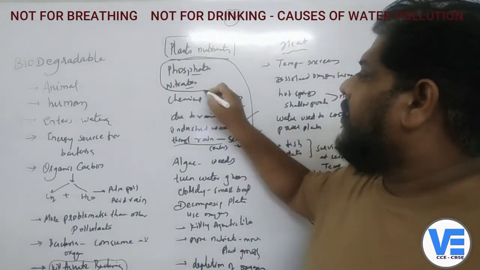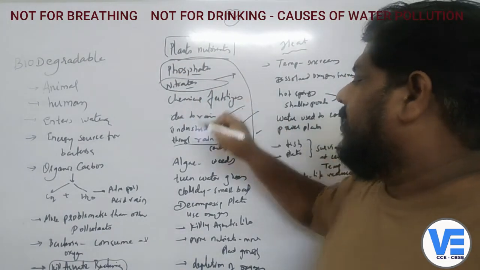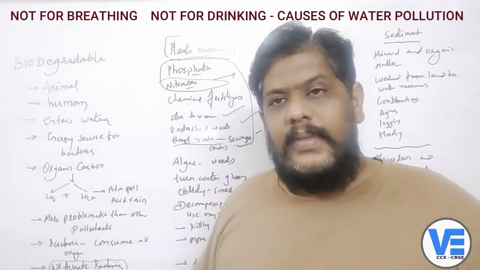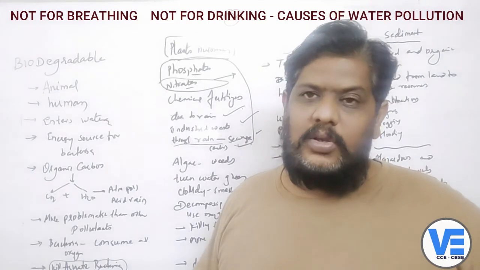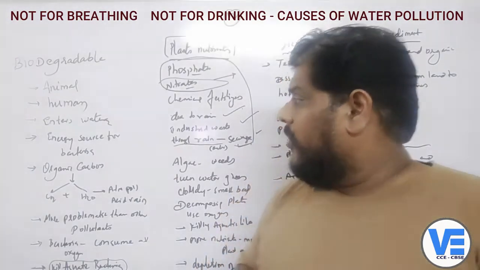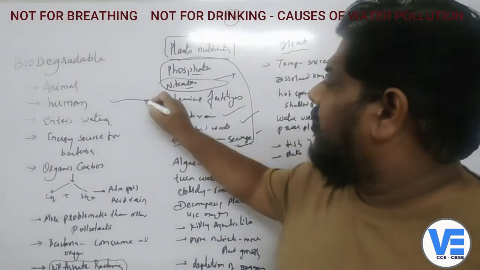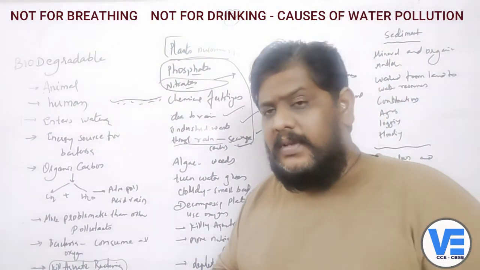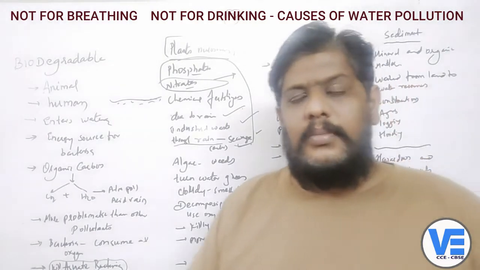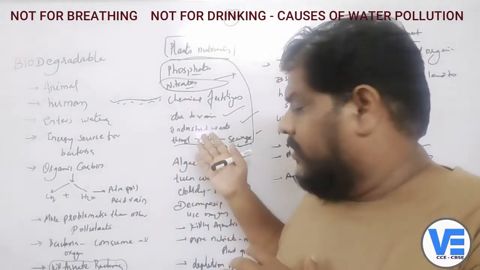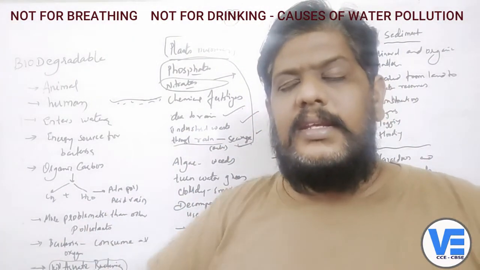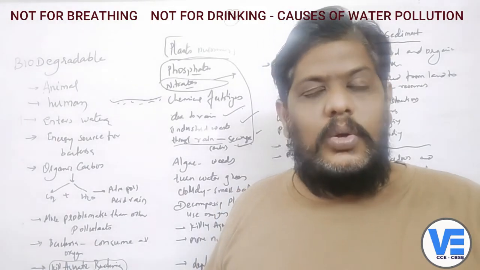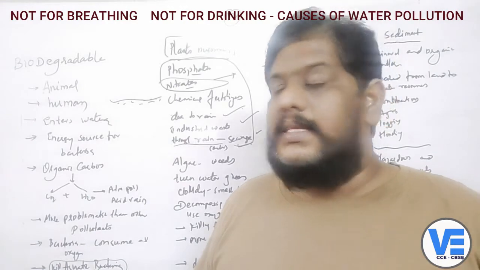Especially when you take the nitrates, they actually help in the growth of the plants, right? Now when these nitrates and phosphorus enter into the water, there is already algae present in the water, in a balanced state. But when a high amount of nitrogen or phosphorus enters into the water, naturally what happens is the growth of the algae will increase rapidly.